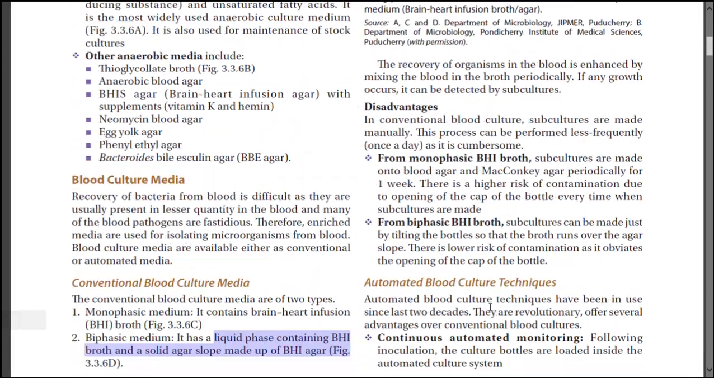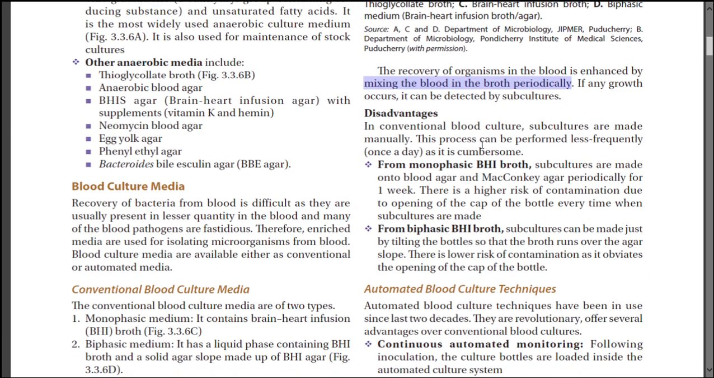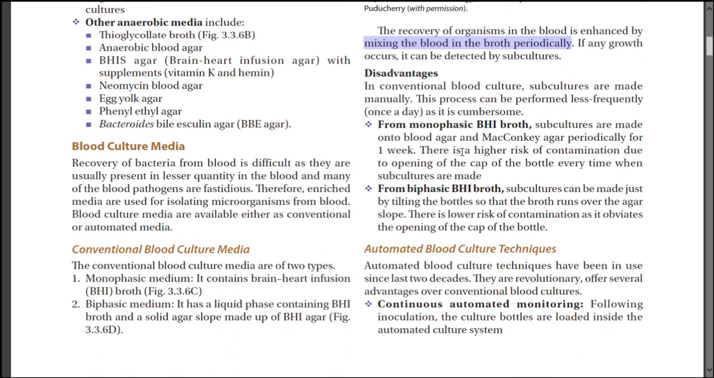The recovery of organisms from the blood is enhanced by mixing the blood in the broth periodically. If any growth occurs, it can be detected as bacteria or not. So disadvantages are there. This process is performed less frequently as it is cumbersome. From monophasic BHI broth, subcultures are made onto blood agar and MacConkey agar periodically for 1 week. So there is a higher risk of contamination. That is the first disadvantage, as while using monophasic BHI broth, the cap of the bottle has to be opened every time subcultures are made.